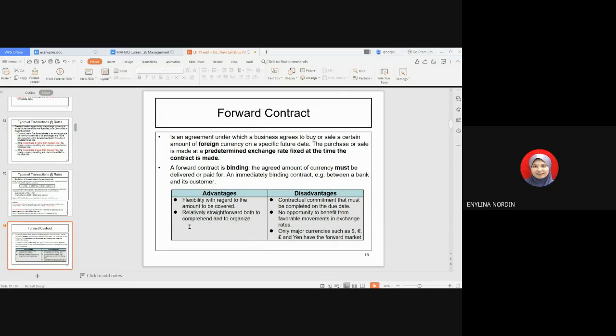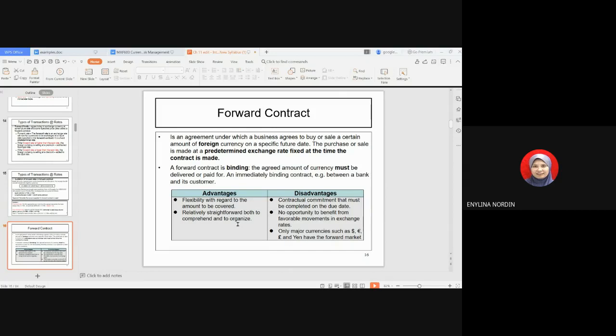And then it's relatively straightforward both to comprehend and to organize. Then basically the forward contract here is to secure the company. If the company forecasts that the exchange rate of the home currency is estimated to decline in future.